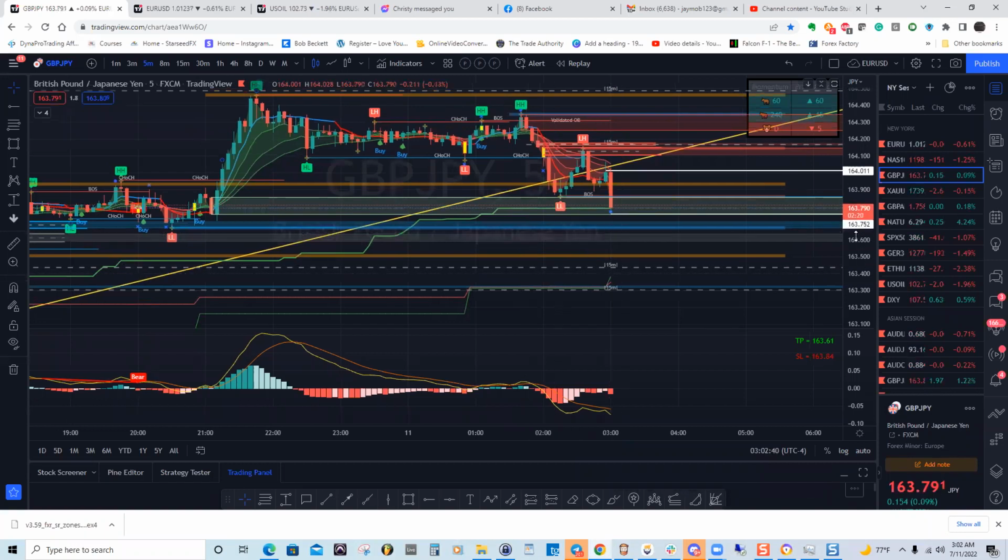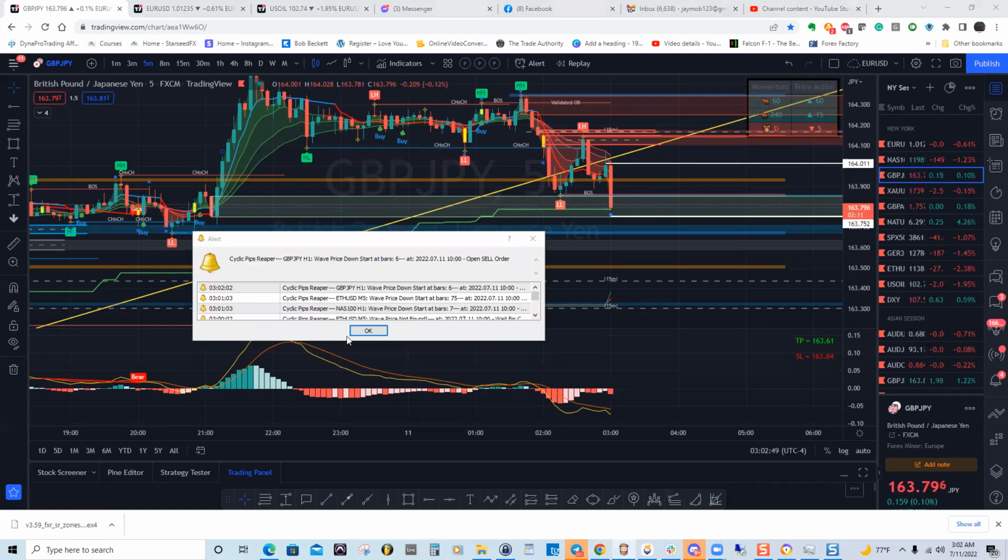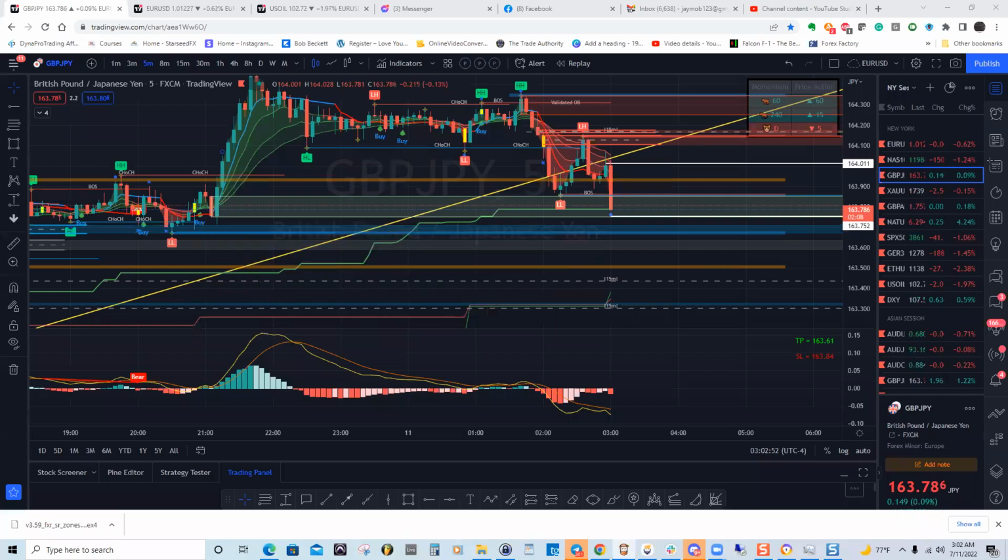So this might be a nice little setup. The entry's right there. So if I would have got this trade, I'm actually going to get this trade. I'm convinced that we're good. So I'm getting in this trade. I'm personally getting in this trade because I see what I want to see.